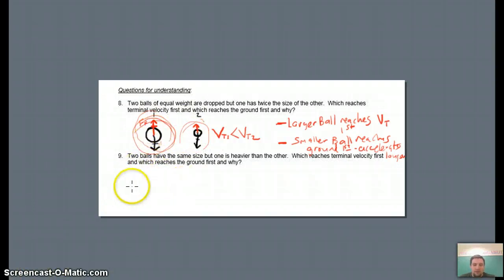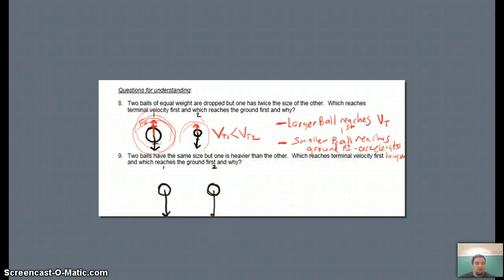We have two balls that have the same size now, so it's a little bit different. Okay, so let's take a look here. They have the same shape, but let's say one is solid iron and the other one is hollow aluminum. We'll say ball 1 and ball 2. However, let's say ball 1 is a lot heavier, which means its weight force is a lot larger than ball 2.